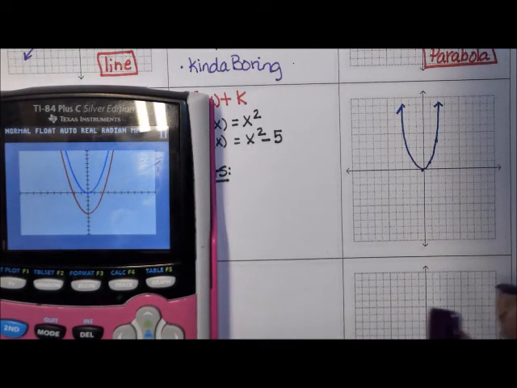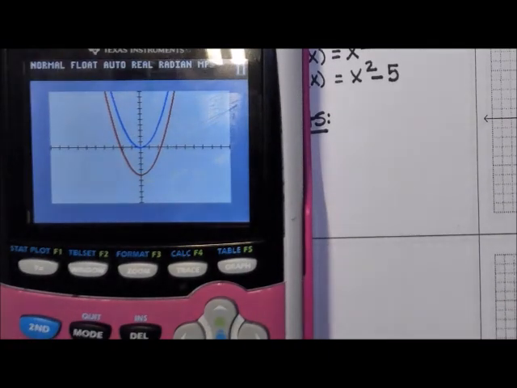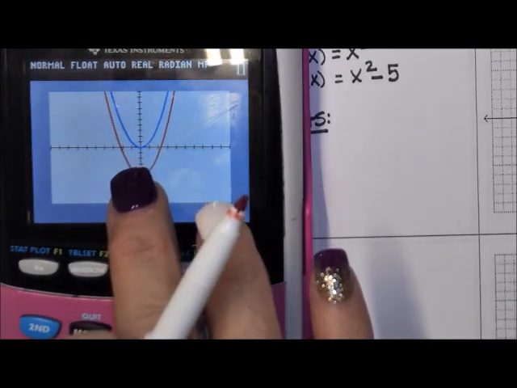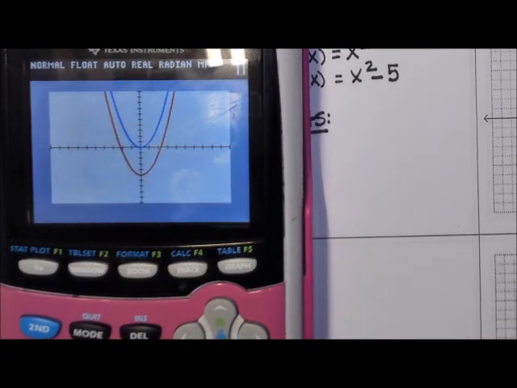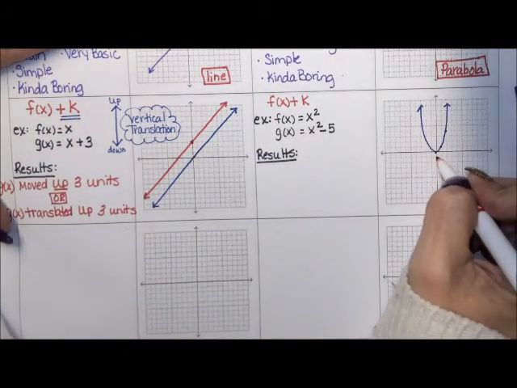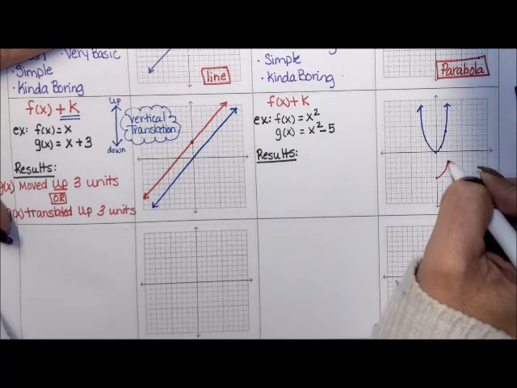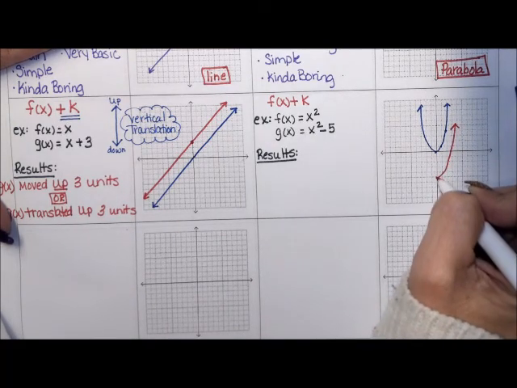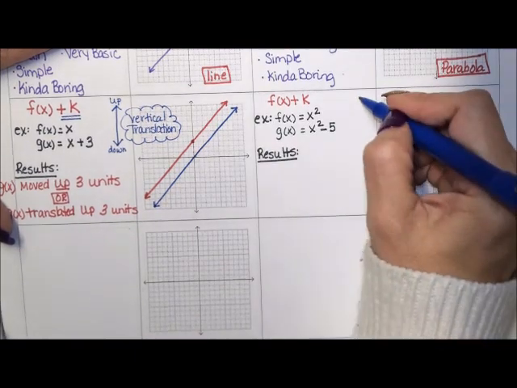It moved down. How many units? Can you tell? 1, 2, 3, 4, and 5 units down. So all it did was move it down 5 units. So I'm going to come here and go 1, 2, 3, 4, 5. And then other than that, it still looks the same. So I'm going to put that arrow again.